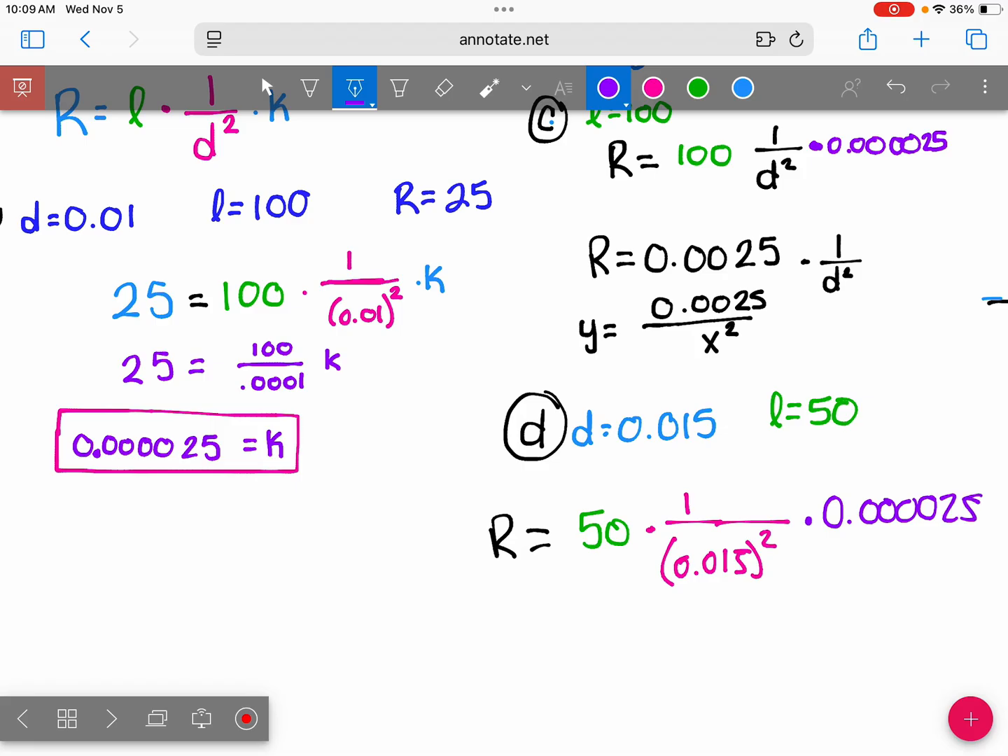The right side of my equation is all numbers. We can simplify it. We can type the whole thing in a calculator, and we can get that resistance.